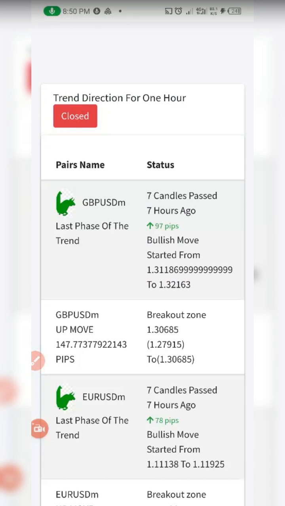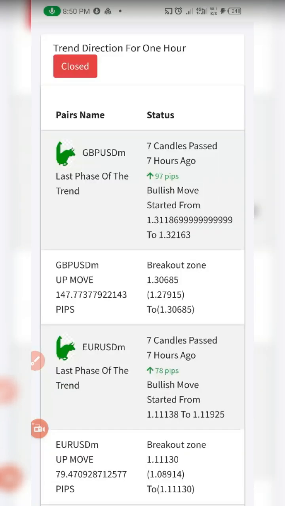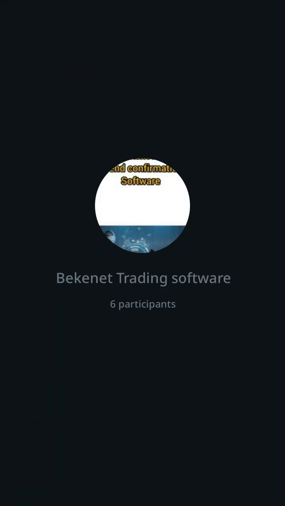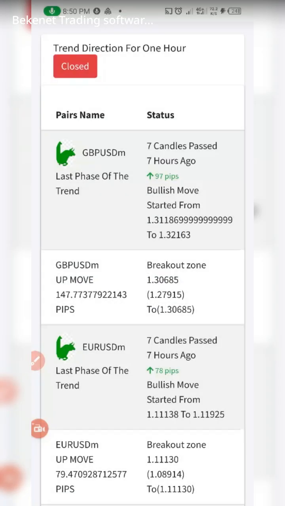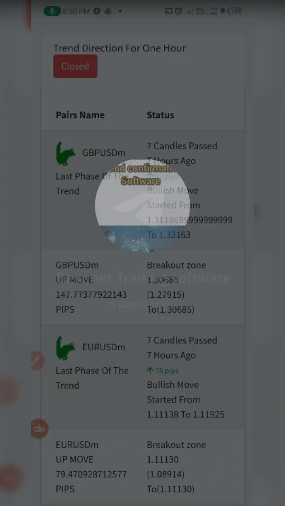So now we've understood how the trend direction works, be it 1 hour time frame, daily time frame, or 4 hours time frame. The next thing I'm going to be showing you guys now is what is it again?